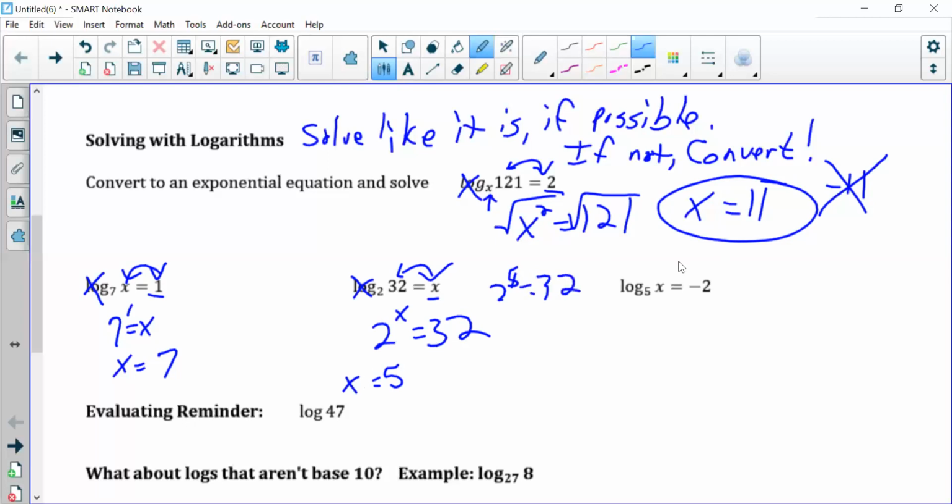All right, next one. Once again, let's convert. Trade places. This becomes an exponent. Log goes away. 5 to the -2 power equals x. And we can solve this. Remember, flip it upside down to get the exponent positive. So 1 over 5 squared equals x. So x equals 1/25.